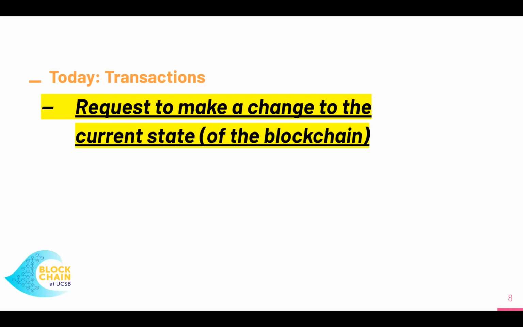So the main idea of a blockchain transaction is that it is a request to make a change to the current state of the blockchain. So that's actually very important. And I bolded this and underlined it and highlighted it because if you get nothing else out of today, maybe you can look back to this.